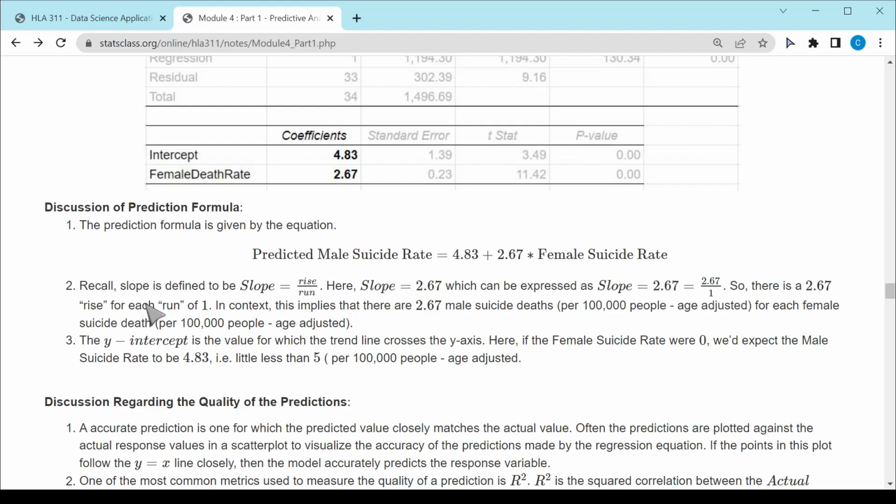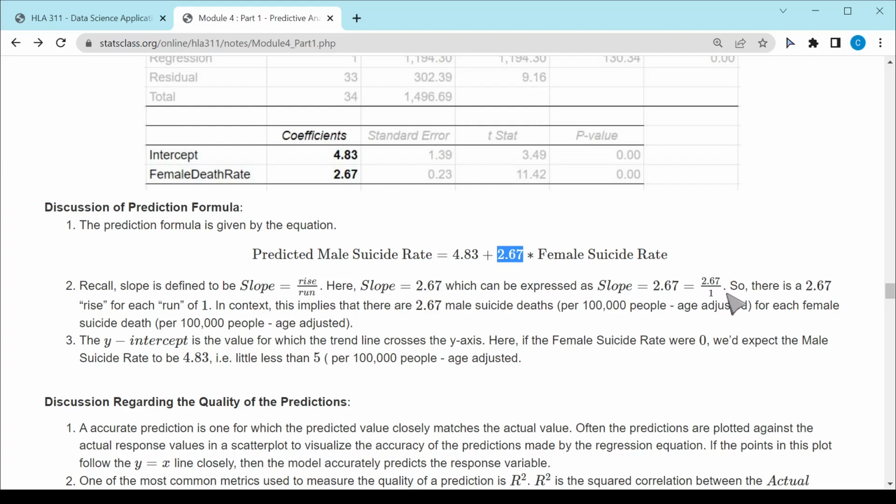Let's talk a little bit about the slope and y-intercept. Now, it's maybe been a while since you've thought about those things, but we have very practical and useful interpretations of these quantities in the context of this example. So recall that the slope is equal to just the rise over the run. So in this case, the slope is going to be the coefficient that is attached to my predictor variable. So the slope here is 2.67. I can express the slope as 2.67 over 1.